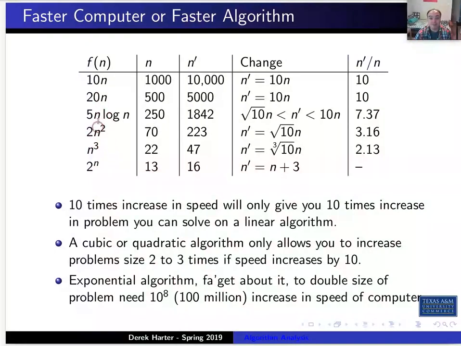Everything logarithmic, like log n, is below linear, but I didn't show one of those. Let me go to n squared first, and then n cubed, and then we'll come back to n log n. So for n squared, on my original computer, assuming the same problem, if my algorithm was a 2n squared algorithm, I would have been able to process an input size of 70 in some time limit. Now if I have a computer that's 10 times faster, n squared would allow me to do 223 if you work it out, because it's going to be the square root of 10 times n.